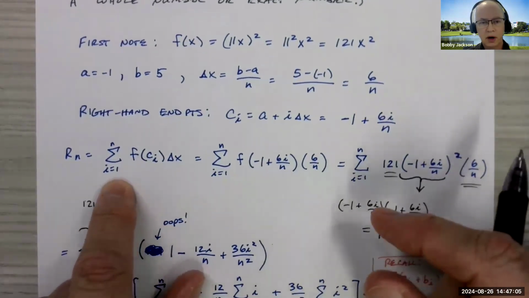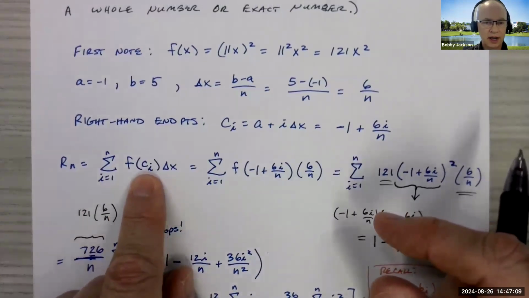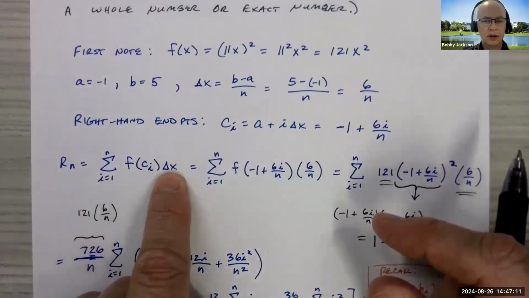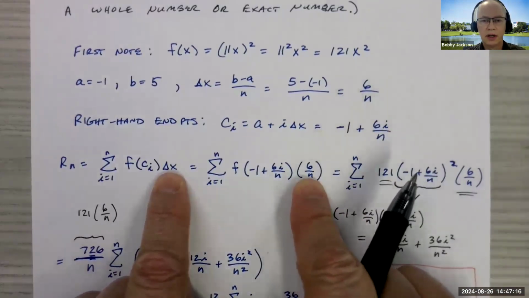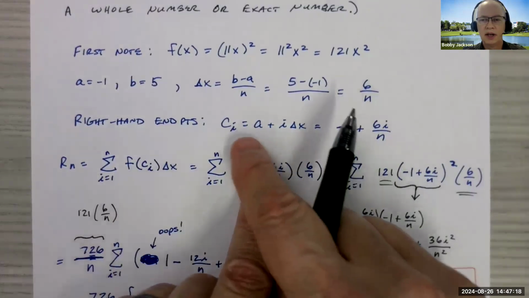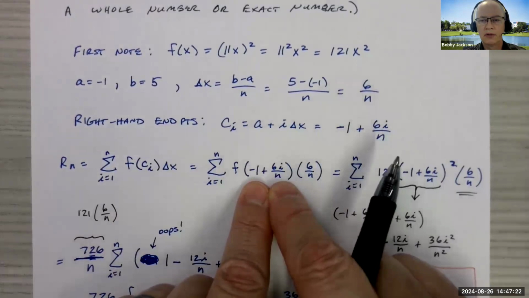We're going to sum over all n subintervals the height of the rectangles, that's f of c sub i, times the width delta x. The width is constant, 6 over n, so I put that in. And then f of c sub i, we just evaluated here, so it's f of the quantity -1 plus 6i over n.